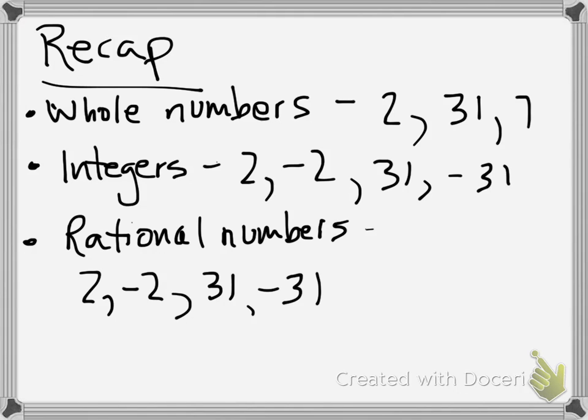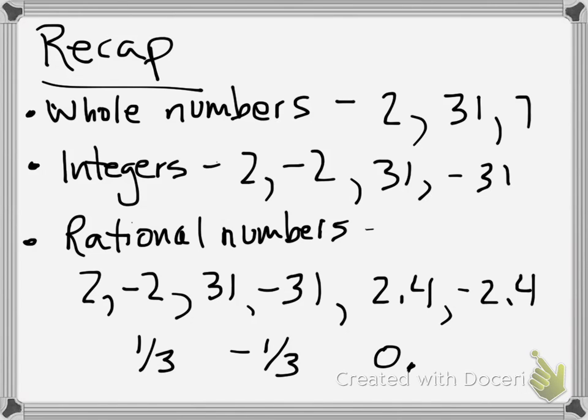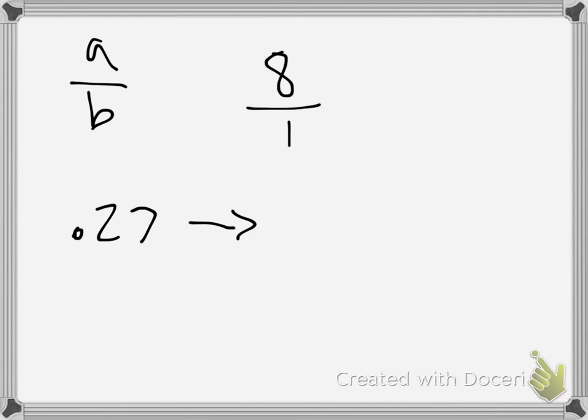But now I would also be adding in decimal amounts and fractional amounts. So that means a number like 2.4 would be in the club, -2.4 would be in the club, but also something like 1/3, -1/3, or 0.7. All of these would be included in rational numbers. And lastly, the rational number format just says that we can write a number in this a over b fraction, and if you have a simple whole number, that can just be put over 1. If you have a decimal like 27 hundredths, that can become a fraction, 27 over 100.